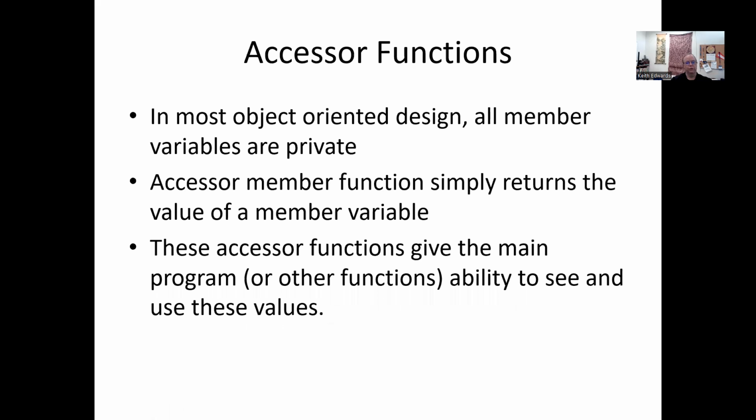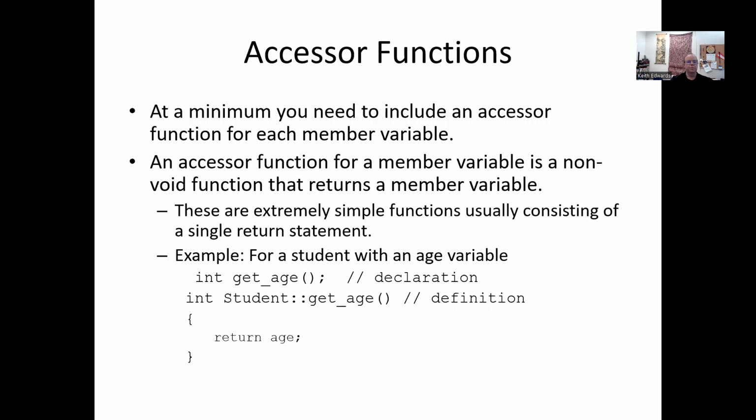So one of the things you need to define are accessor and mutator functions. These are the getters or setters. And that's because in most object-oriented design, all the member variables are private. Accessor member functions return the value of a member variable, and basically they give the main program the ability to see or to use those values. At a minimum, you need to include an accessor function for each member variable. Typically, it'll have a return value, almost always a non-void function that returns a member variable. And these are extremely simple functions to write, and basically they consist of usually a single return statement, unless we're doing something special with them.